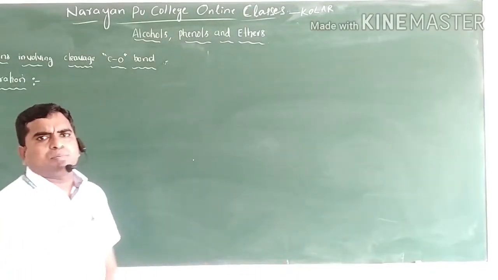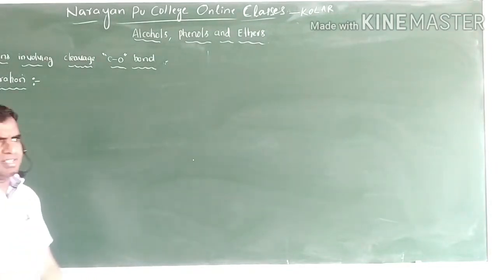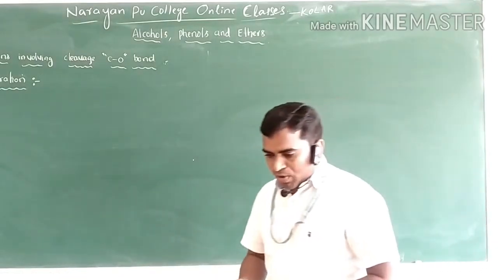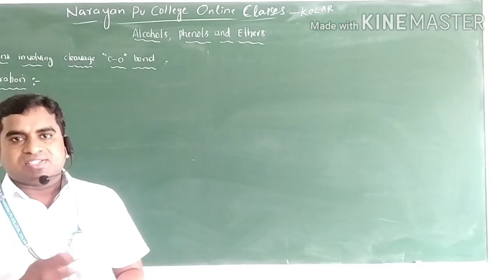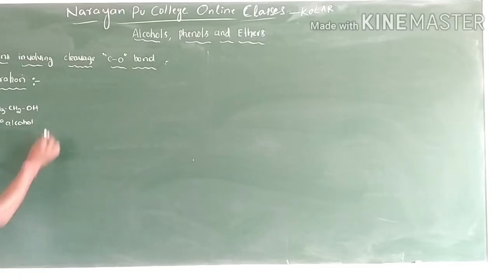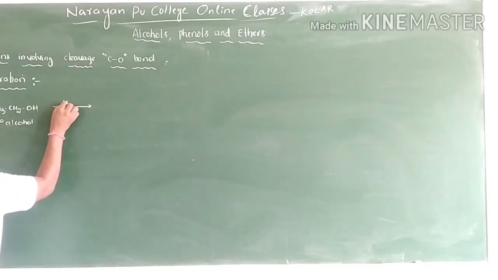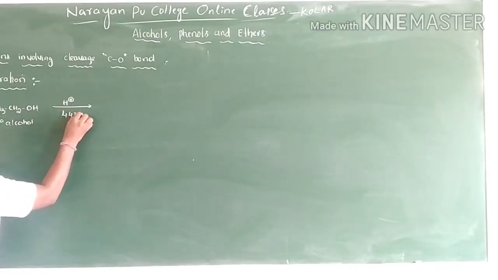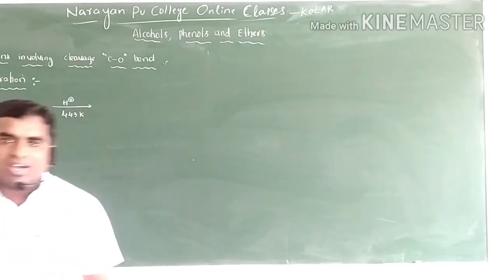Now we have discussed the dehydrating agents. Now, how do primary, secondary and tertiary alcohols behave in dehydration reactions? First take a primary alcohol, CH3CH2OH. This is a primary alcohol, ethanol. When it is heated with concentrated H2SO4, an acidic medium, at around 443 Kelvin.